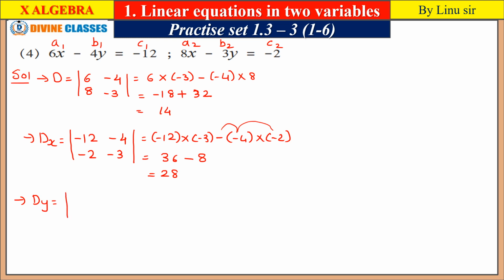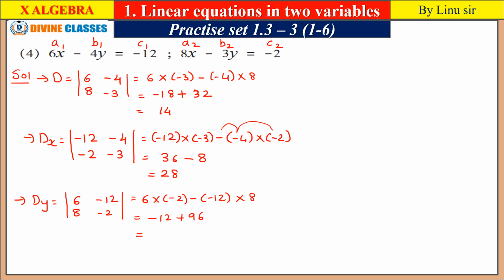Now next we'll find the value of Dy. For Dy we need to write the values of a and c. So from the first equation a and c are 6 and minus 12, and for the second equation it is 8 and minus 2. So this is equal to 6 into minus 2 minus minus 12 into 8. 6 into minus 2 is minus 12, right? So minus minus plus, 12 8s are, we'll just multiply, it is 96. So we can write here 96.